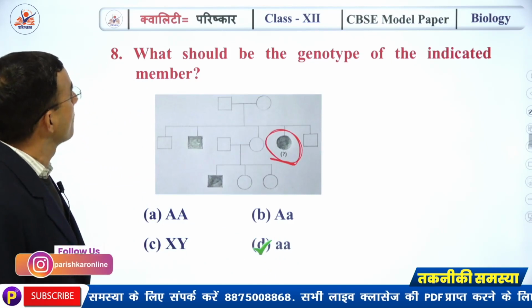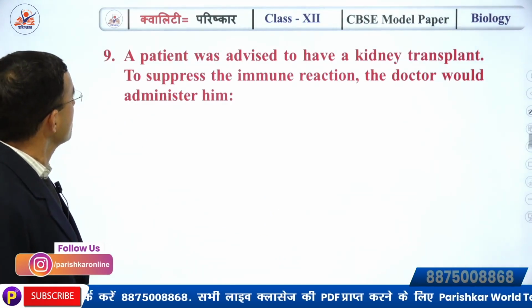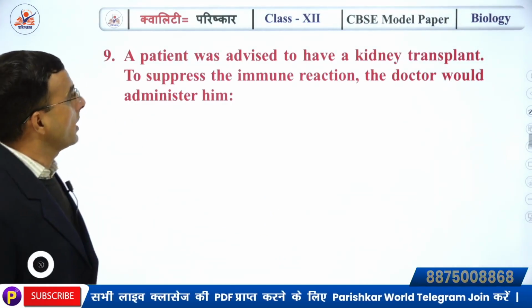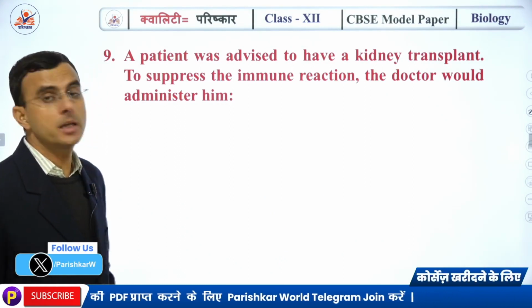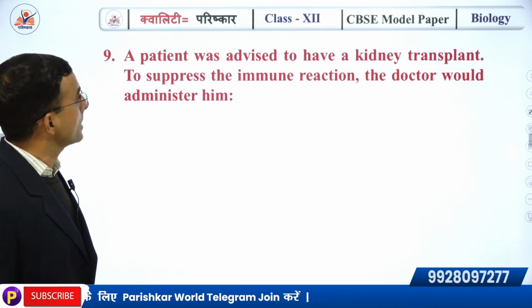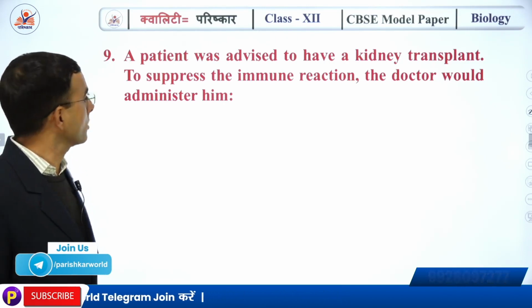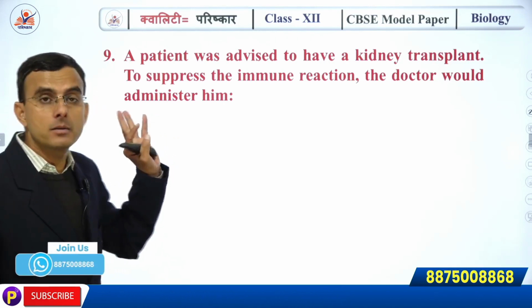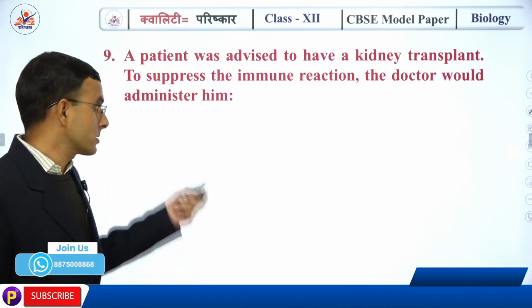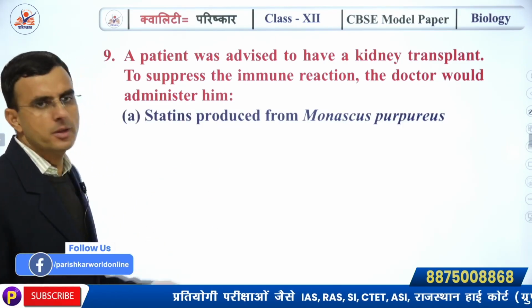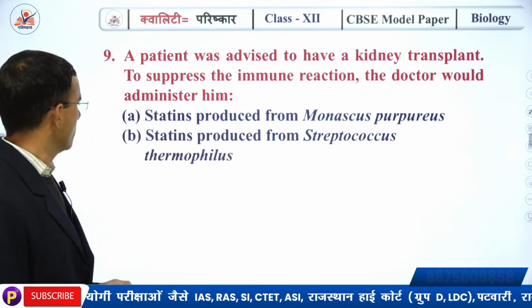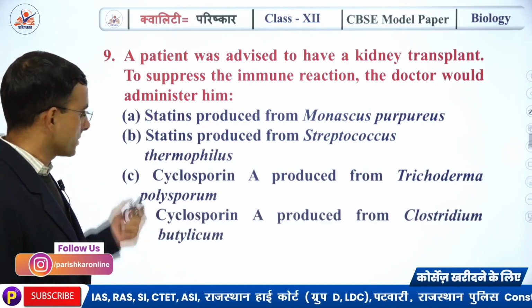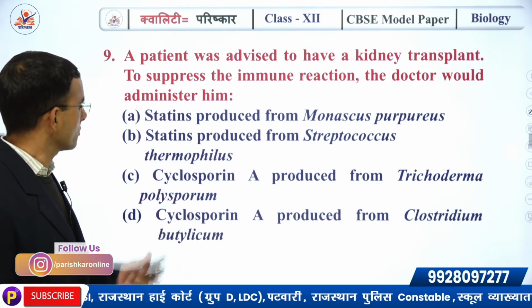So the answer is D. Next one: a patient was advised to have a kidney transplant. To suppress the immune reaction, the doctor would administer him what? So what is that medicine which is given? This is a factual question, and there is not that much explanation. So the right answer is C.